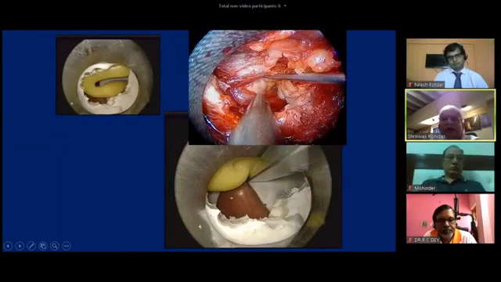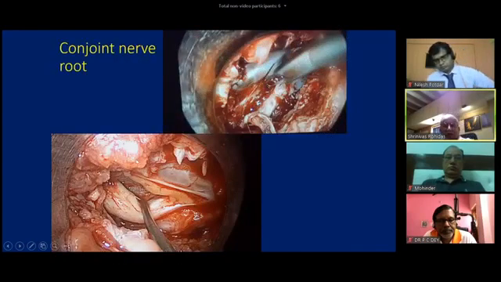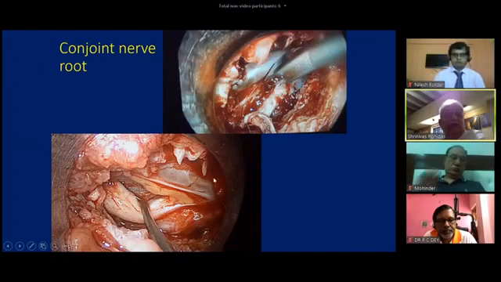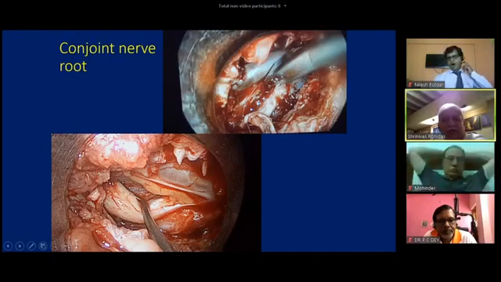Now this is cranial, caudal, medial, lateral, and this is the traversing root, disc in the axilla. With the nice vision of the 4 mm 0-degree endoscope, you can see the conjoint root also nicely. This is one of the conjoint root. Two roots are coming out of the dural sleeve at the same site.